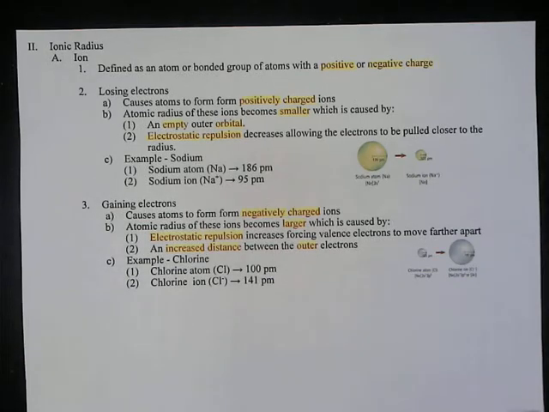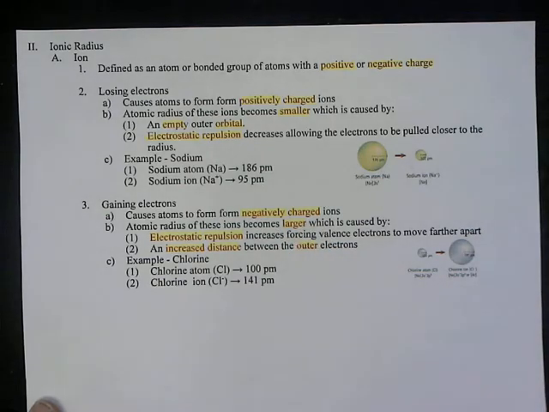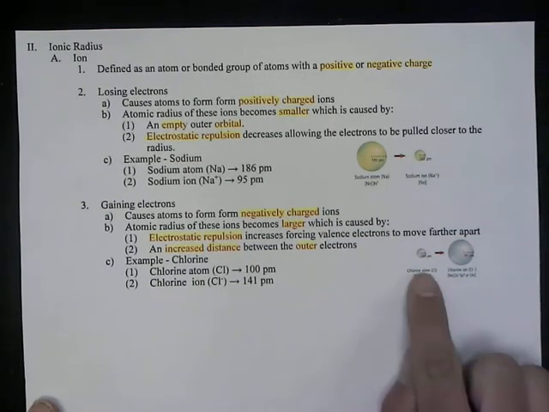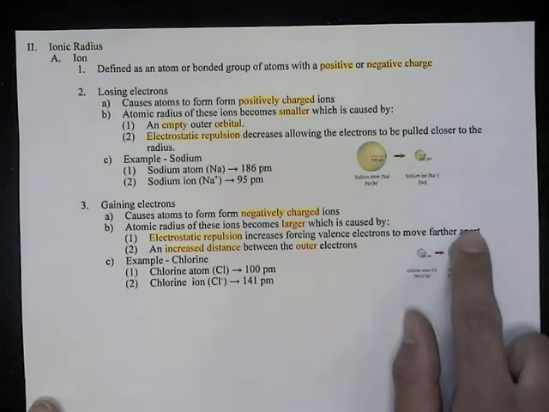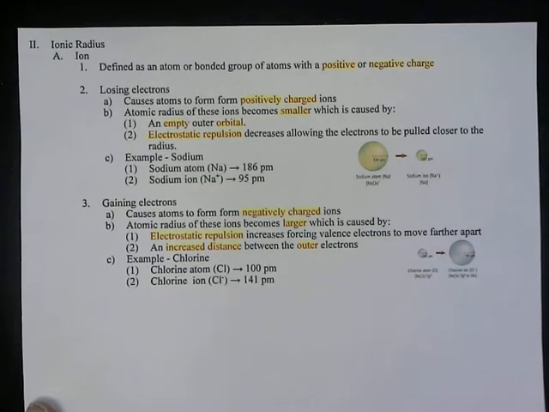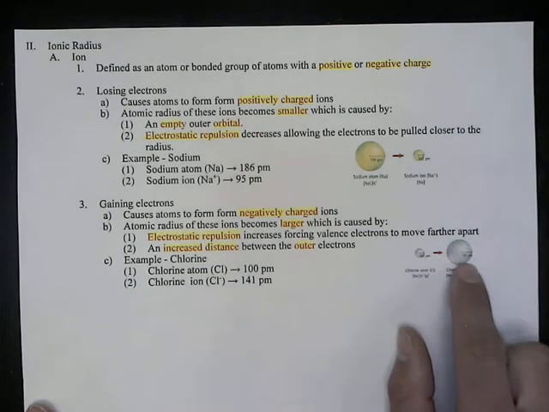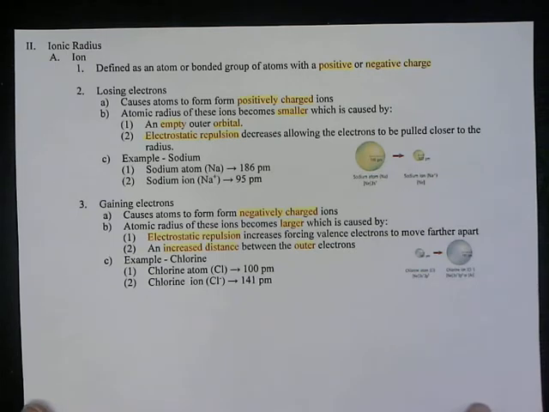Now, on the flip side, if you gain an electron, you are adding a negatively charged particle, and that causes the atom to have a negative charge. If you add another negative particle, we didn't add protons, we added electrons, so that ion gets bigger. Chlorine's atom is on the left and the ion is on the right. You can see that by just adding that one electron, the radius of the chlorine gets significantly larger.